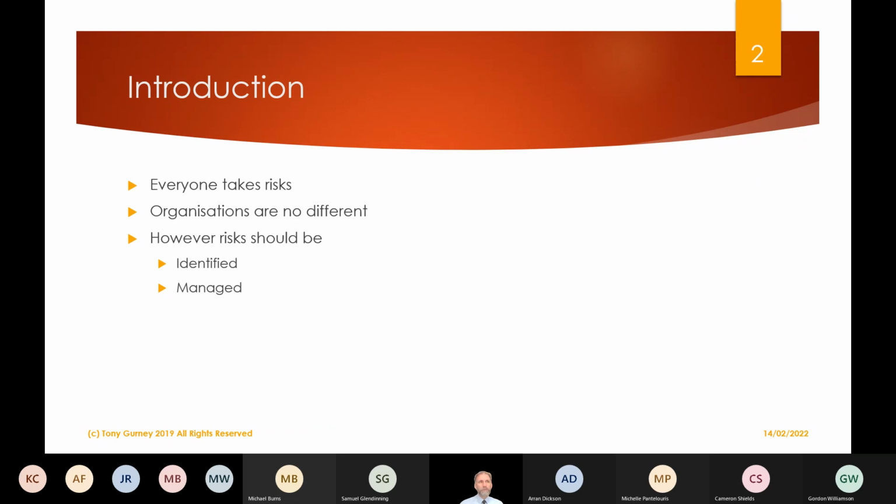So we talked about identifying risk, figuring out what the risks were, and then different ways to manage them. Do we accept them? Do we lay them off to someone else? Do we do whatever? So I want to continue on that theme today and talk a wee bit more about identifying the risks.